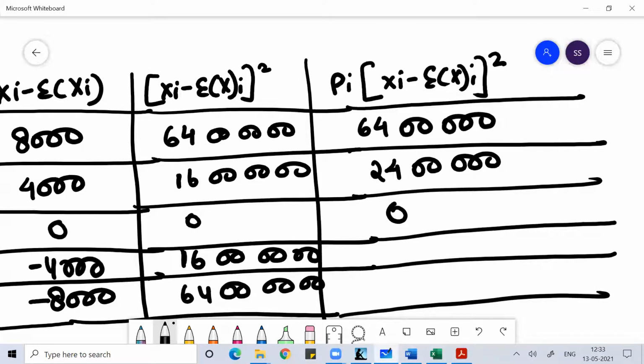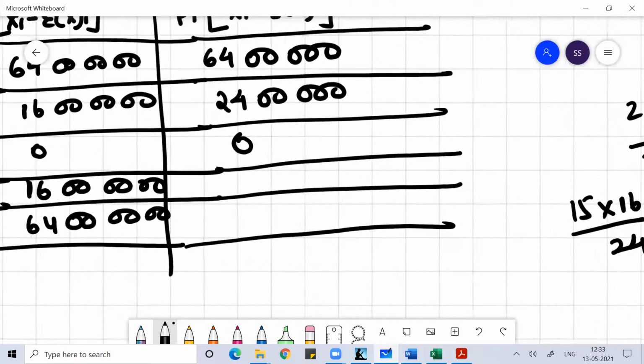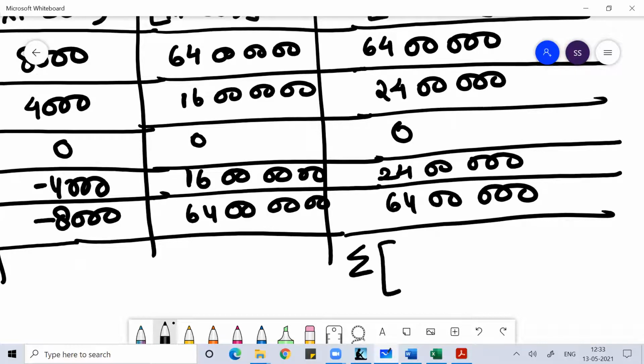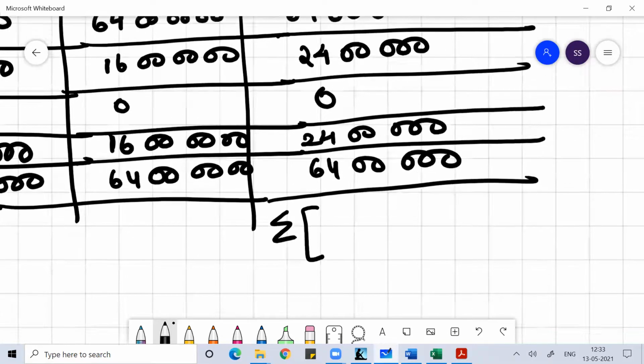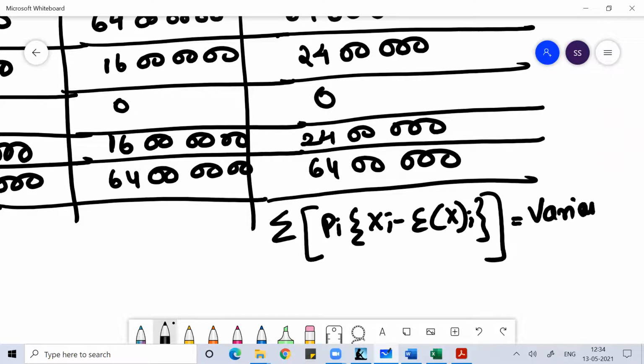Then 16, same probabilities, the same is written. You can see the same 0.15, 0.1, 0.15, 0.15, the same data you'll get. Now do the sum of this, the sum of probability already multiplied, the sum of P times (Xi minus E(Xi)) squared. This is the variance.